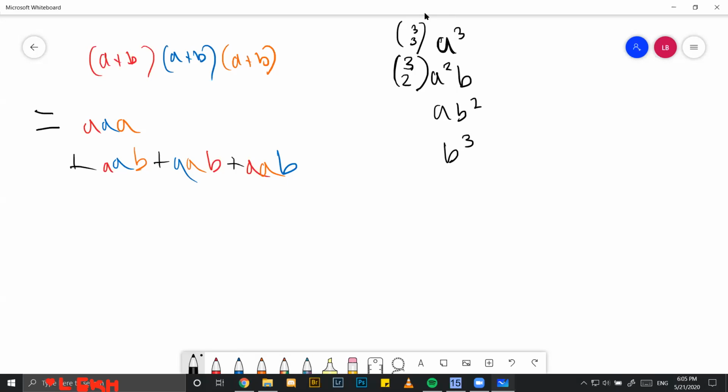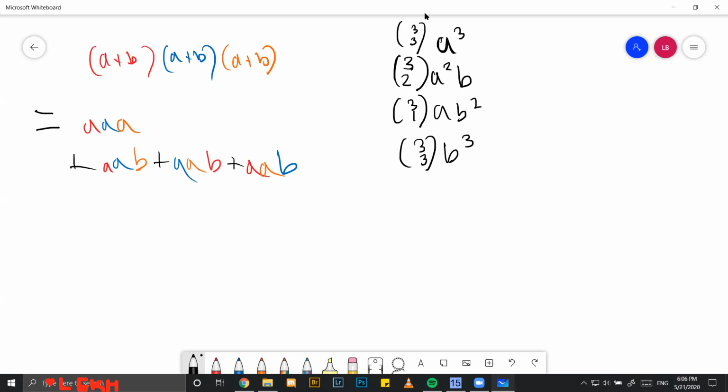Now for AB squared, I'm doing the exact same thing, but changing it a little bit. I'm only choosing 1 A. So how many different ways can you choose 1 A from each of these different ones? That's a 3 choose 1. And then over here, how many different ways can I get all B's? How many different ways can I choose 3 B's from these 3 binomials? And I end up getting 3 choose 3.